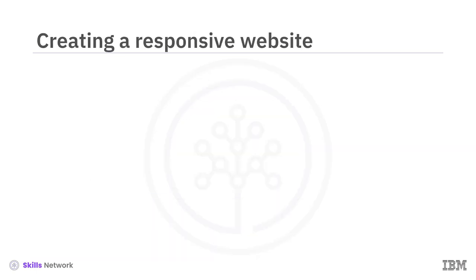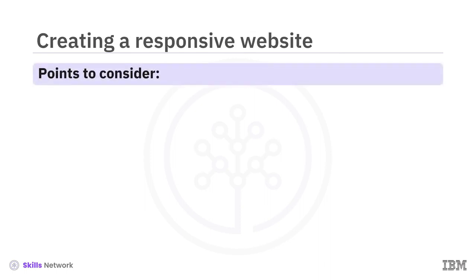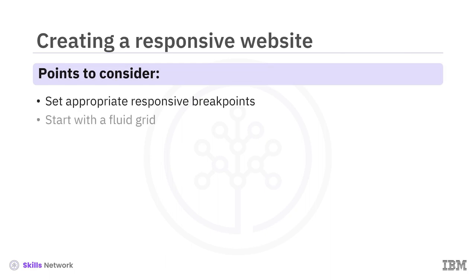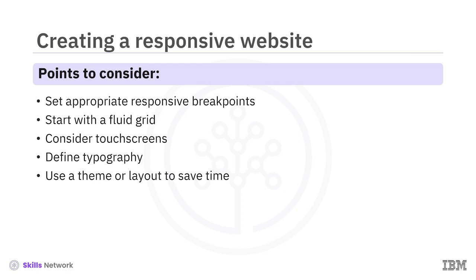Now that we've gone through the different methodologies in web design, let us understand some important points to consider when creating a responsive website. These are: set appropriate responsive breakpoints, start with a fluid grid, consider touchscreens, define typography, use a theme or layout to save time, test on real devices.